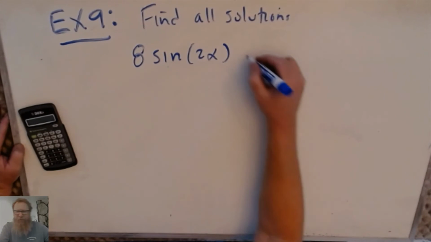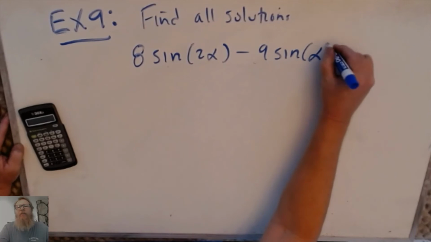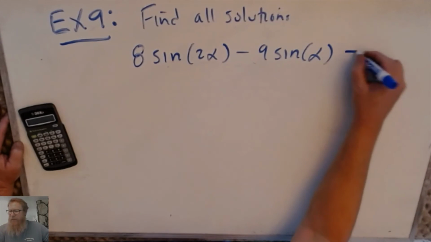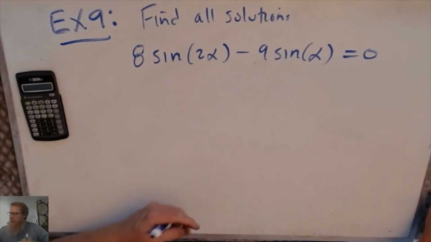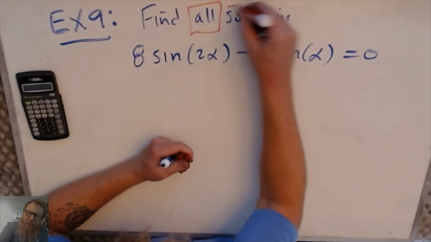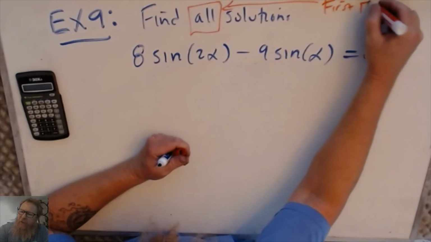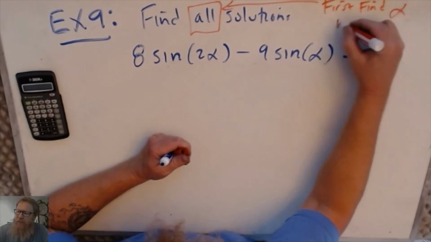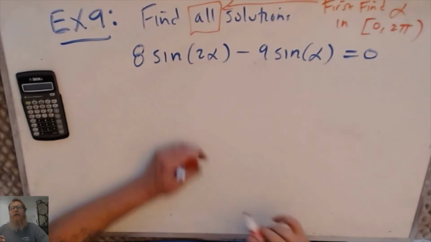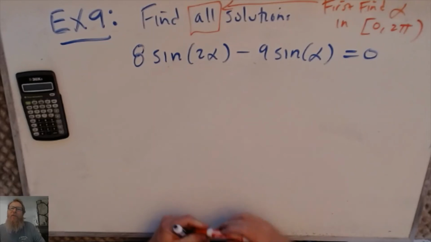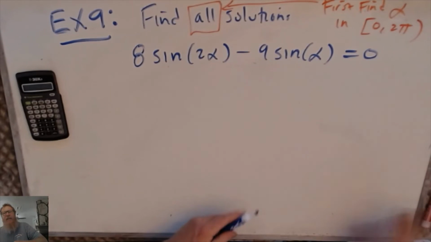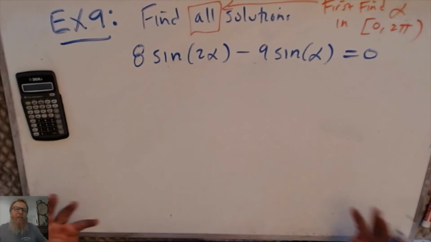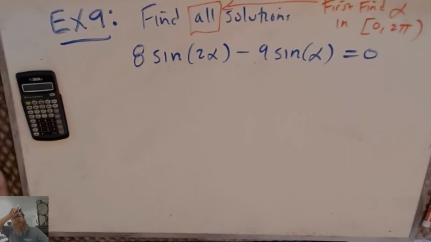Eight sine 2 alpha minus 9 sine alpha is equal to 0. Now, I should mention, when I say find all solutions, first find the solution in 0 to 2 pi. You're always going to do that. And then, if necessary, you can expand and give me a multiple of solutions or an infinite number of solutions as you go around the unit circle.